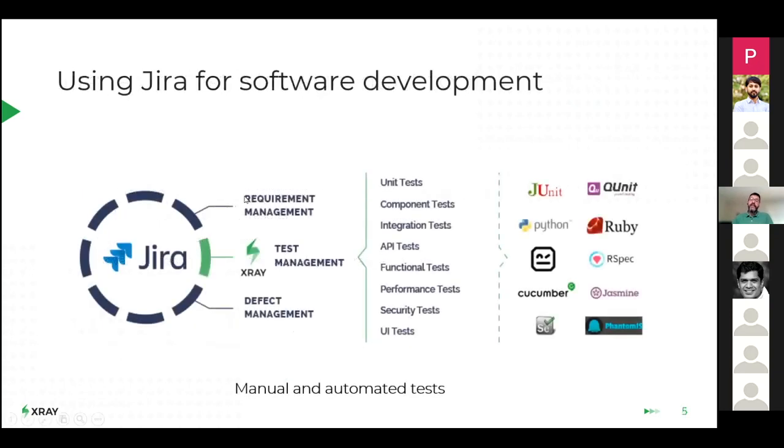If you look at Jira itself, it's great for requirement management all the way up to defect management, but it is lacking test management. And this is where Xray fills in that gap that is there with Jira. We are able to support both manual and automated tests, which means that if you're using automated tests, you'll be able to use your most common testing frameworks, or even have your own homegrown ones and then just adapt and push those results into Xray.